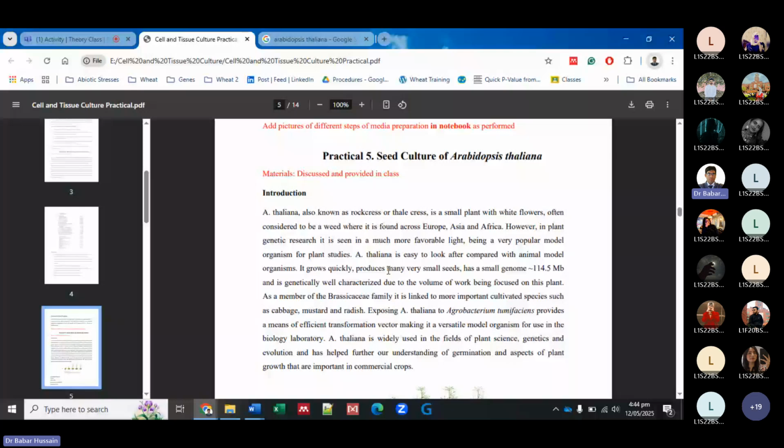That is 114.5 million bases. 114.5 million bases. 114.5 million bases only. It is a very small genome size.